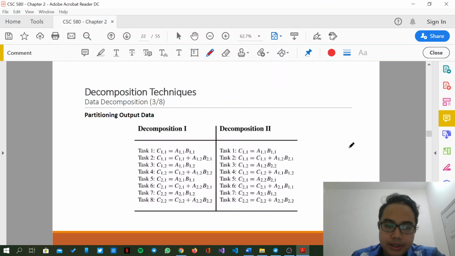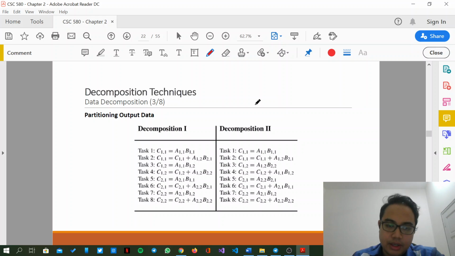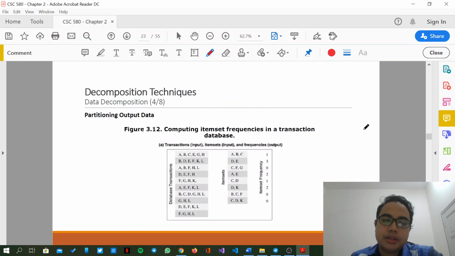Alright, next. Okay, this is two way of decomposing the output data untuk yang case study ni. Okay, yang ni yang satu cara, yang ni lagi satu cara. As long as you are very familiar with matrix multiplication and so on, there will be no problem for you for this.